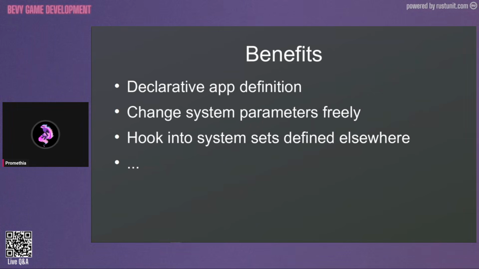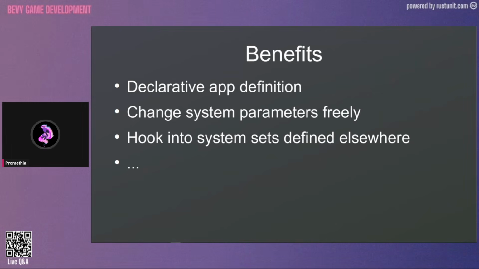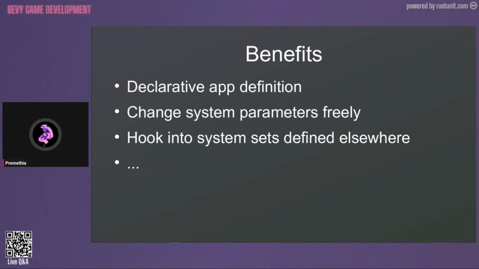It also lets you, like I earlier mentioned, refactor by just changing a system, and you don't have to worry about the parameters getting passed around somewhere else. The app will take care of it. It also allows you to do really cool things like hook into system sets that were defined elsewhere by using system labels and before and after, and just hooking into third-party crates or Bevy's own systems and adding logic where there was none.